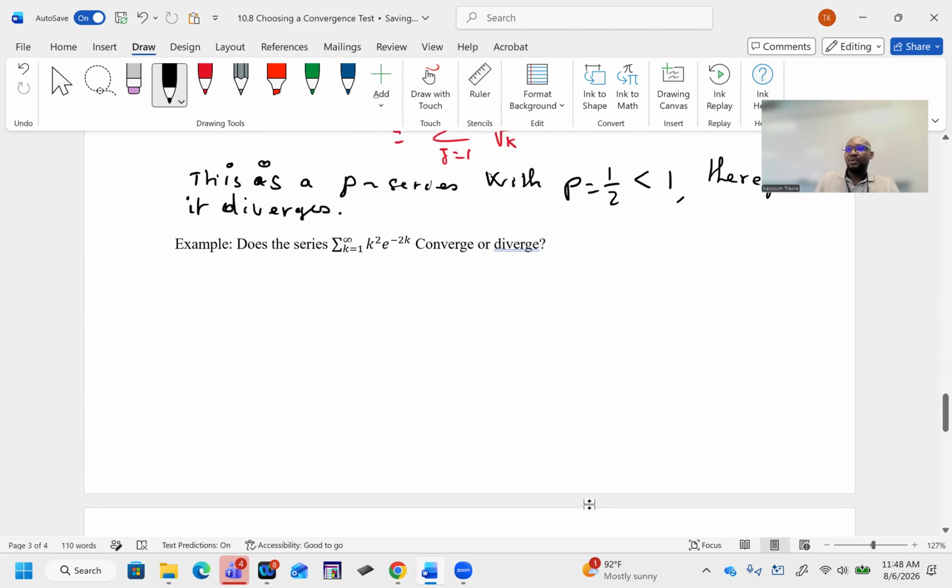Now for this example, we have the series sum from k equal to 1 to infinity of k squared times e to the power of negative 2k. Does it converge or diverge? You know, this is exponential.